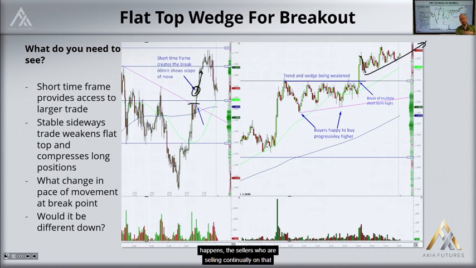And once that move happens, the sellers who are selling continually on that trend break have to give up on the trade. This brings in more buyers, which is exactly what's happening here. New buyers start coming in, they recognize the hourly trend break, and they then start to play this onwards towards the upside. So it's an access method to play for a wider structured trade.